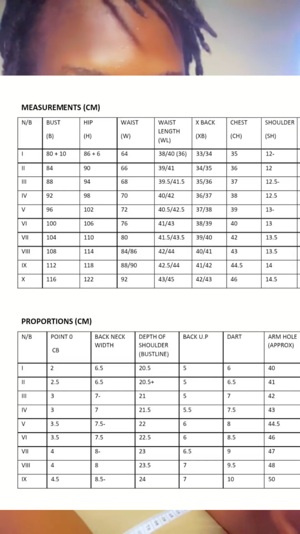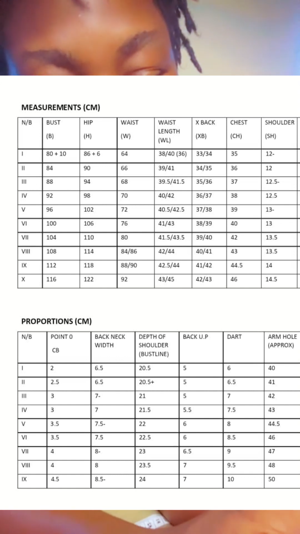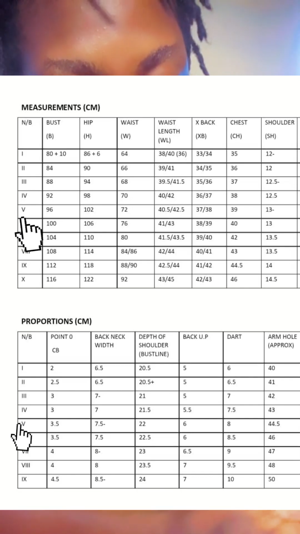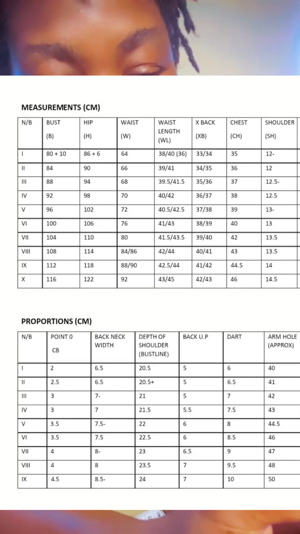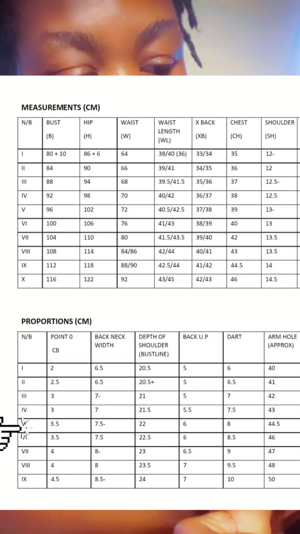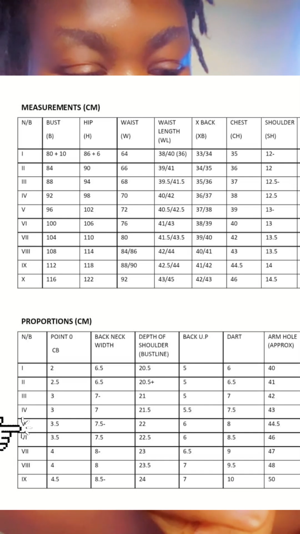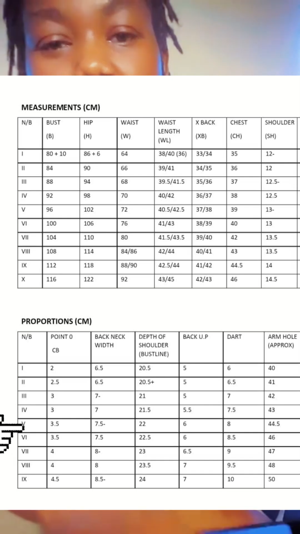So I'll go to 96, bust 96, that's V, then I'll go to the proportion table, which gives me 3.5 for CB. Then back neck width gives me 7.5, depth of arm O gives me 22, back UP gives me 6, and that gives me 8.